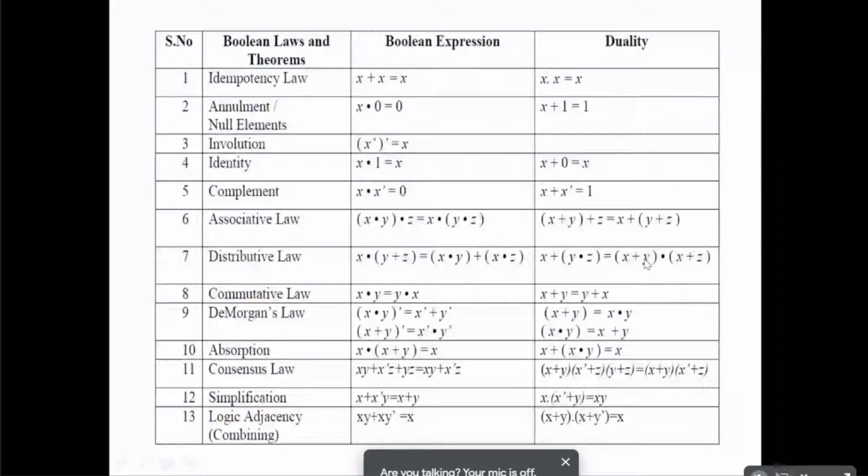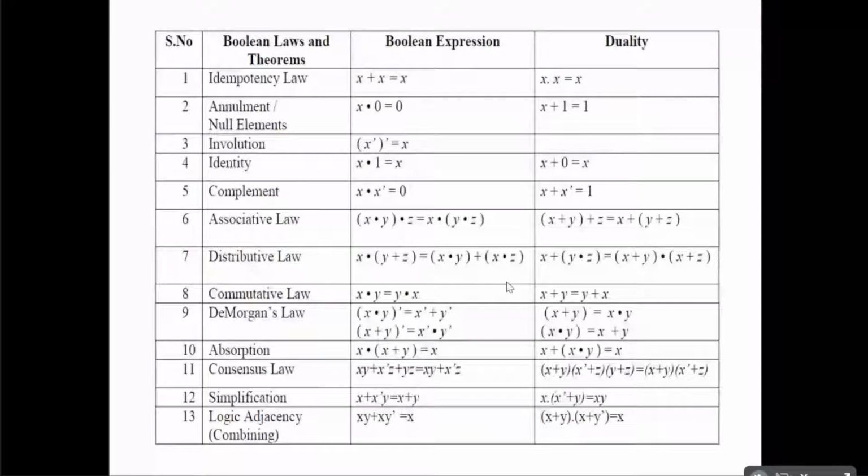Next one is the commutative law. If the function is in the form of x dot y, we can write it as y dot x. Similarly, if the function is x plus y, we can write it as y plus x.